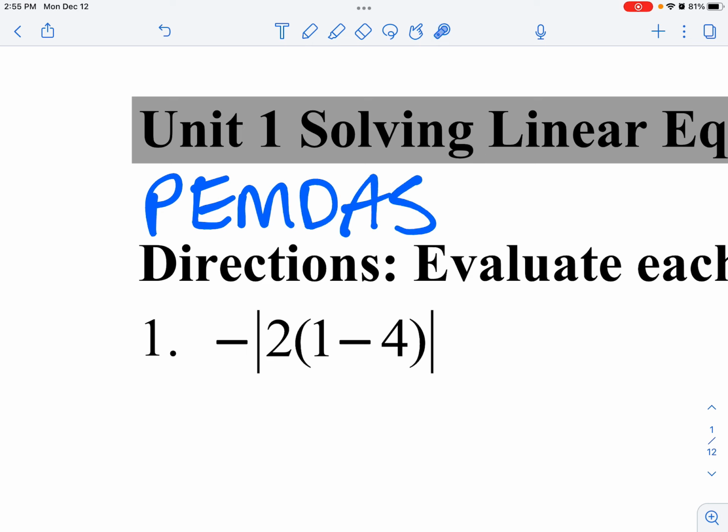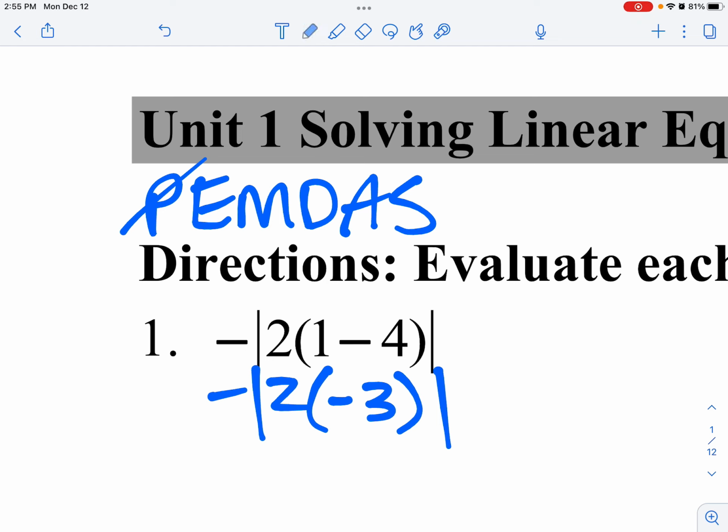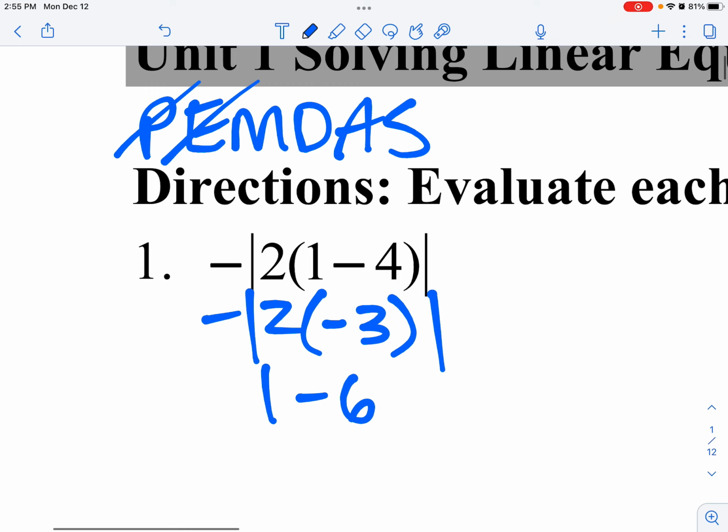P is done. Exponents next. I do not have any exponents. Super. Okay, M. That means multiply. So I can multiply these two things together. 2 times -3 makes -6. So I'm going to do that. Keep everything else in the problem the same. Okay, multiply is done. Divide, I don't have any division. Okay, add and subtract, I don't have anything there either.